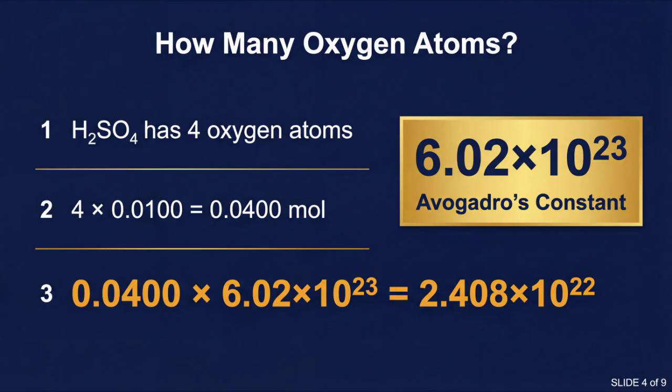Is Avogadro's constant always 6.02 times 10 to the 23? Yes, it's a fixed number. 6.02 times 10 to the power 23. It tells you how many particles are in 1 mole of any substance. It's one of the most important numbers in chemistry.